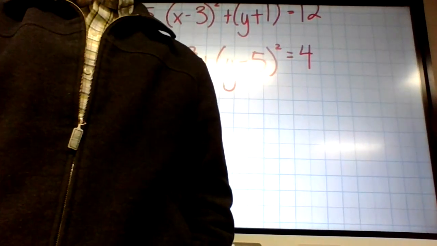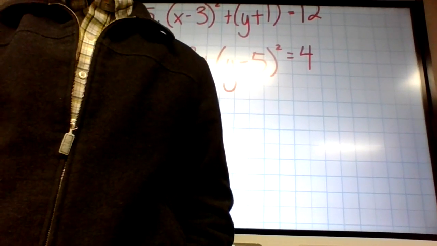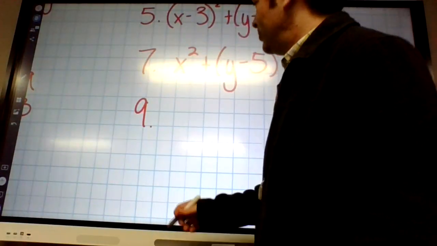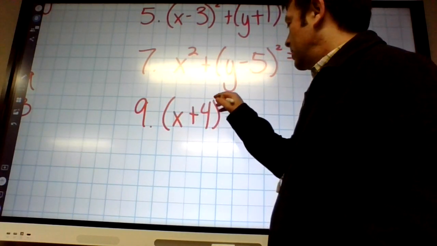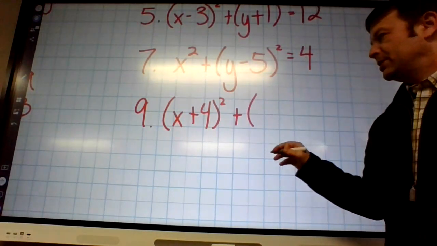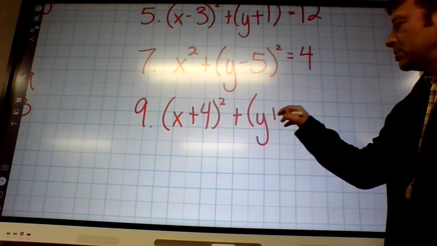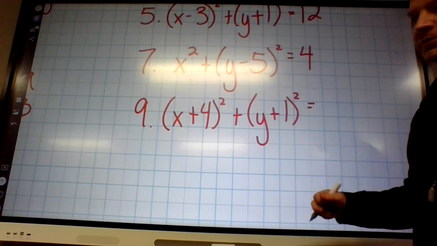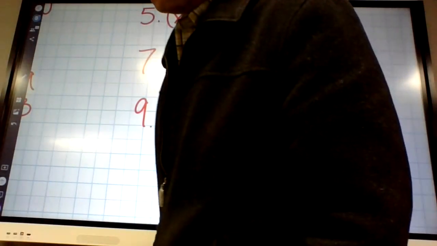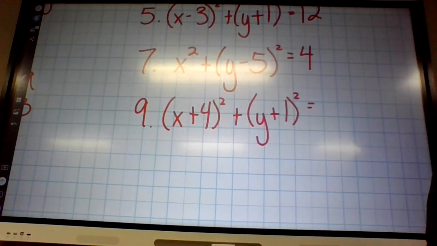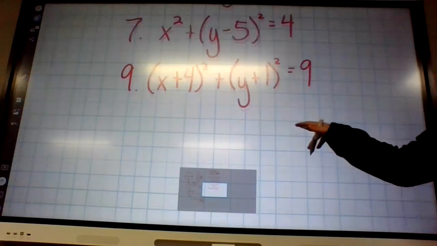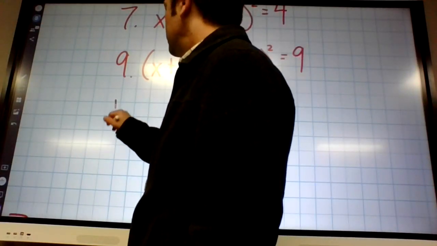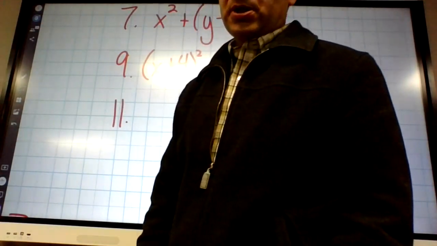Okay, number 9, the center is, let's see, negative 4, negative 1. So how do we make it move left 4? Plus 4. How do we make the graph move down 1? Plus 1. What is the radius? 3. If the radius is 3, what am I going to put here? 9.